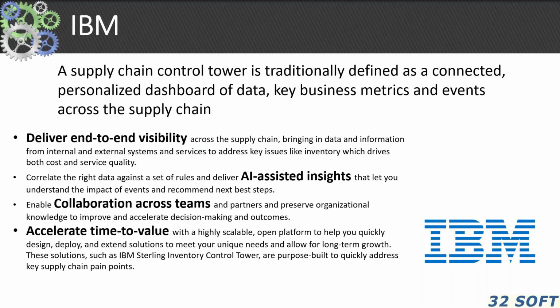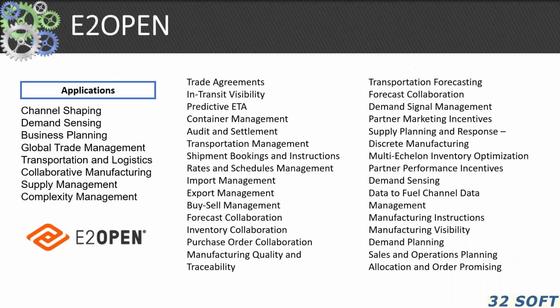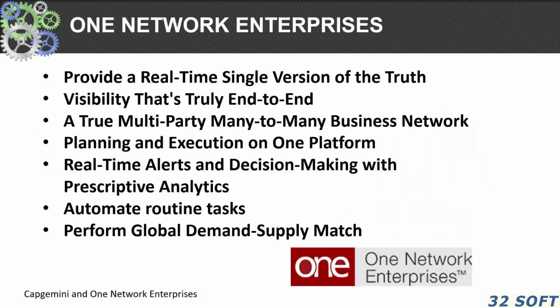And then IBM. IBM talks about the ability to deliver end-to-end visibility, AI-assisted insights, collaboration across teams, the ability to accelerate time to value. E2open, which is one of the better or higher ranked supply chain applications, has channel shaping, demand sensing, business planning, global trade, transportation, collaborative manufacturing, supply management, complexity management.